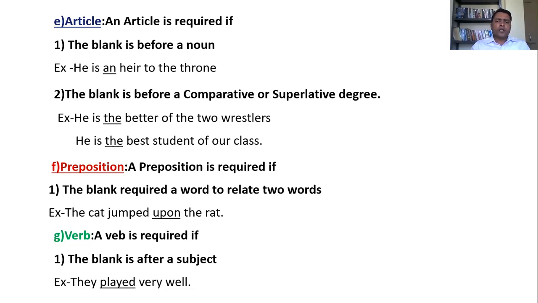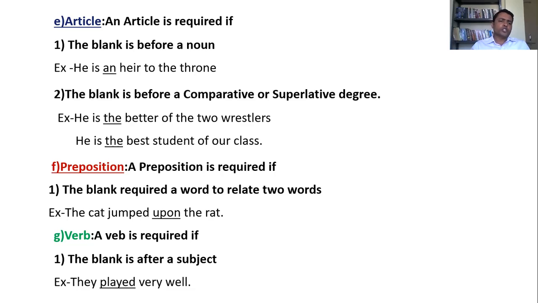The blank is before a comparative or superlative degree. He is the better of the two wrestlers. So "better" here is a comparative degree. That's why we should use the article "the" here before "better". Second example: he is the best student of our class. The best. You know that "best" is a superlative degree. So when a superlative degree comes, we must use the article "the" here.